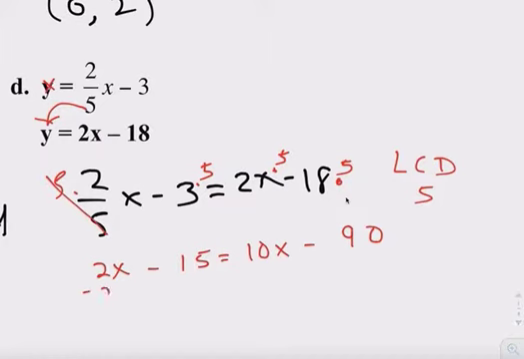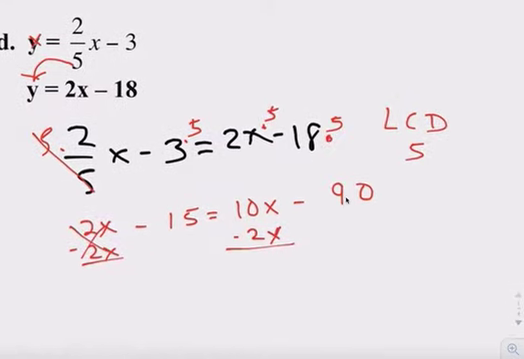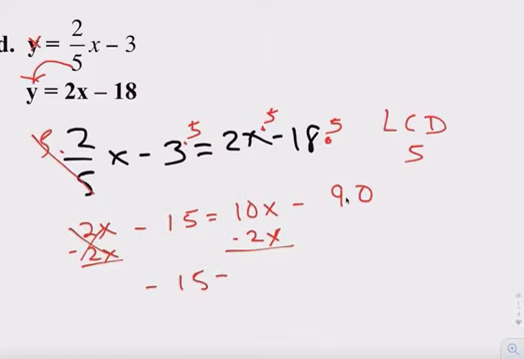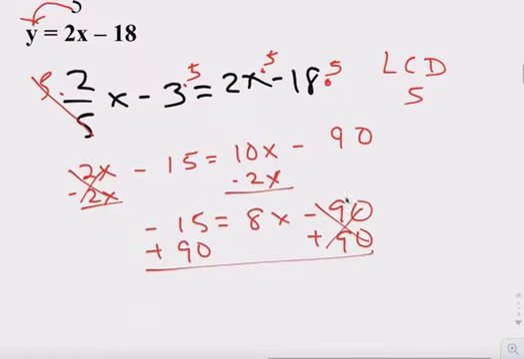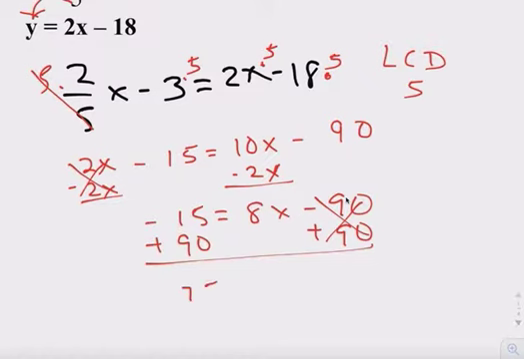Get rid of the smallest variable. That's always the easiest, but it doesn't matter which one you get rid of. But I find it's always the easiest to get rid of the smallest variable first, and then you do the rest. Add 90, add 90, and then your answer is 75 equals 8x, divide by 8, divide by 8.